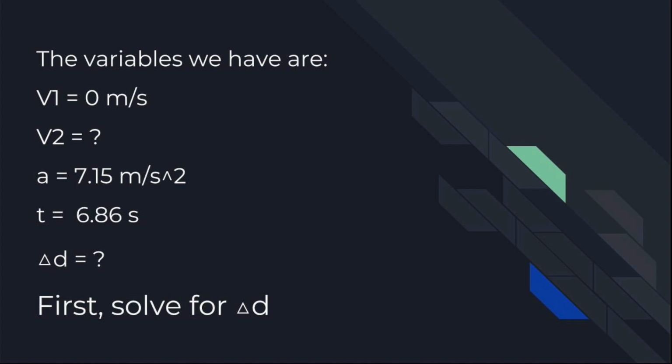The variables that we know are that v1 equals 0 meters per second because the man starts at rest. The v2 is unknown, the acceleration is 7.15 meters per second squared, which we researched, and the time it took the man to jump was approximately 6.86 seconds, which was timed from the video, and we also don't know the distance.